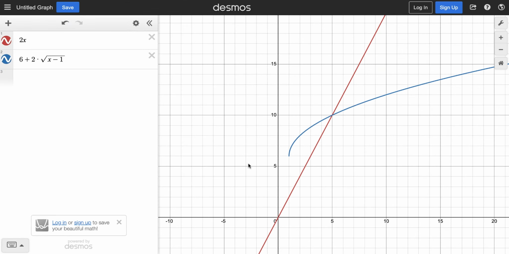And guess what? We get 5 as our answer. x is equal to 5, and that's the only answer right over here. Notice how at x equals 2, the graphs don't intersect. So there is actually no solution at x equals 2. These two graphs don't intersect.